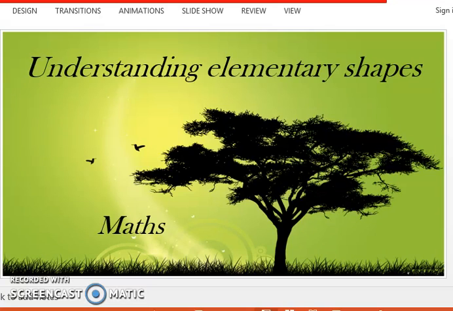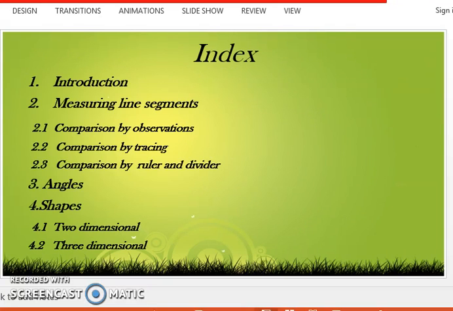Good morning, class. Today we will study understanding elementary shapes, which is chapter number 5 of the Class 6 Mathematics NCERT book. In this chapter, we will study the introduction, how to measure a line segment through comparison by observation, comparing by tracing, and comparing by ruler and divider. We will also study what angles and shapes are.